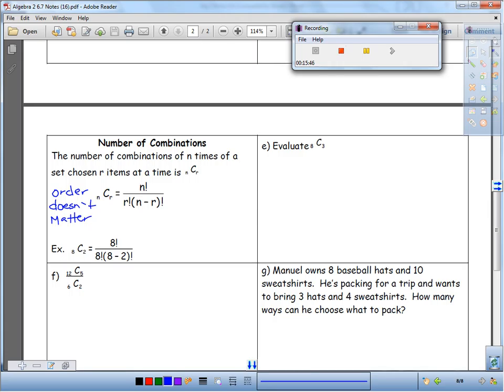So the formula is very similar to permutations. Notice it's n factorial divided by n minus r factorial. This is the thing that changes: you have that extra r factorial on the bottom. Okay? So that's the difference between the two.